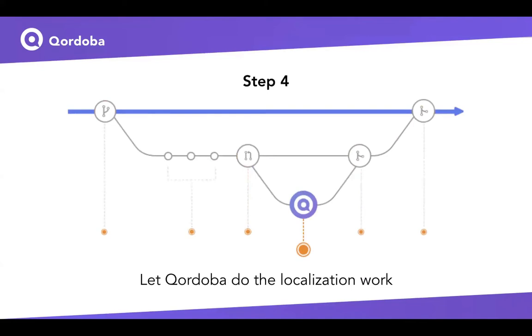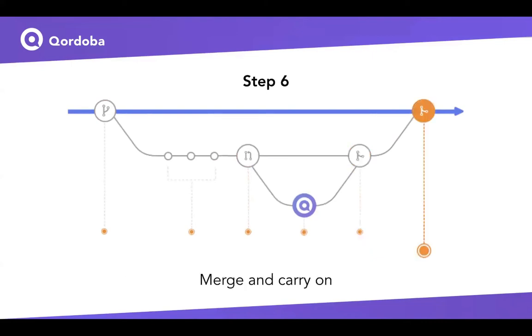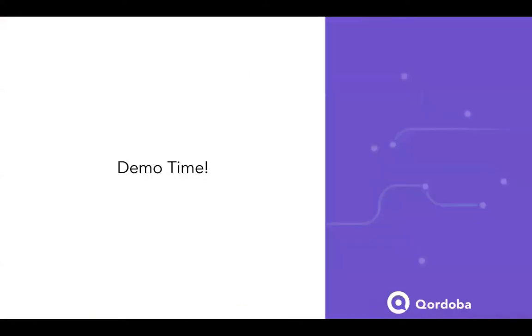Once the content is finished in Qordoba, there will be an automatic pull request sent from Qordoba's localization branch back to your feature branch with all of the localized strings that will get added to your feature branch. When these strings are added, the original pull request you made to the protected branch will no longer be blocked, and you are able to merge it and carry on writing your beautiful application. Excellent. Now we're going to go and do a live demo.